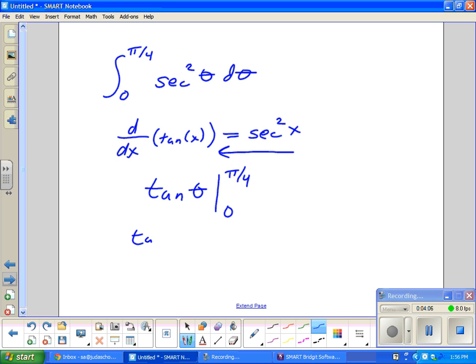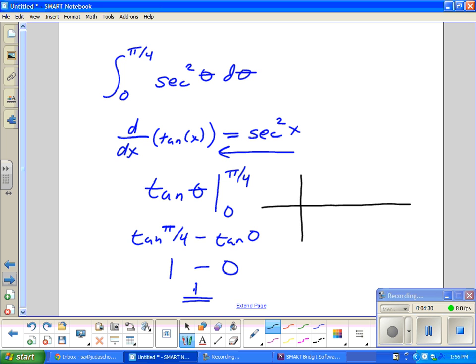So tangent of pi over 4 minus tangent of 0. Tangent of pi over 4, 45-degree triangle, 1 over 1, minus sine over cosine, it is 0. So the area of that curve is 1. Drawing the curve is a little more complicated. And I'm going to have to start with 0, pi over 2, and I'm only working to pi over 4.